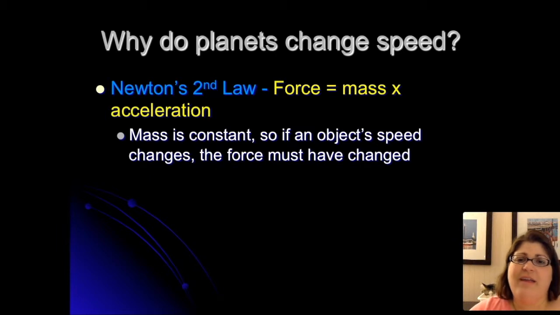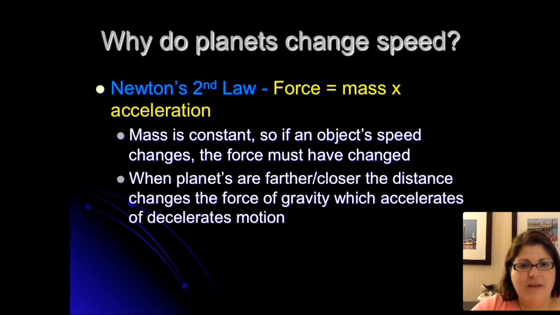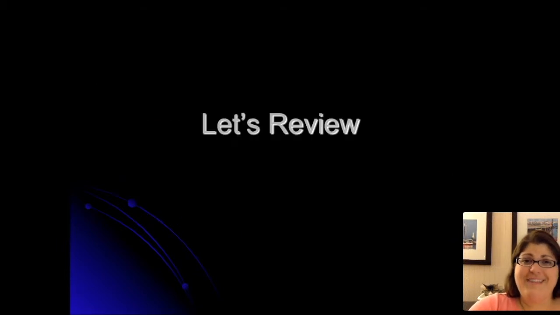And so, if mass is constant and the planet is speeding up, that means that the force of gravity is changing. Well, that makes sense. Because when the planet is farther from the sun, its force of gravity goes down because of the distance. If its force of gravity goes down, then the acceleration has to go down. It's going to slow down. If the planet is closer, then the force of gravity will be greater because of the distance, and the planet's going to have to speed up. Let's take a minute and review.